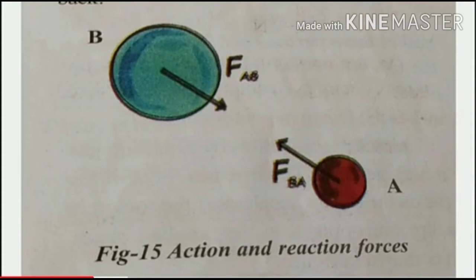That means the value of forces on the spring balances which we saw in the previous slide are equal, but the directions are different. In the same way, on these two objects also, the forces will be equal in magnitude, but in opposite directions.